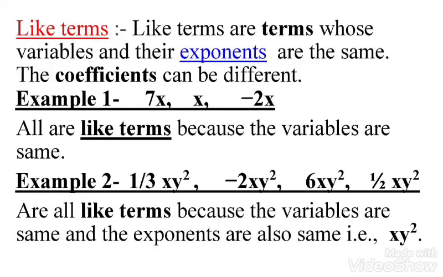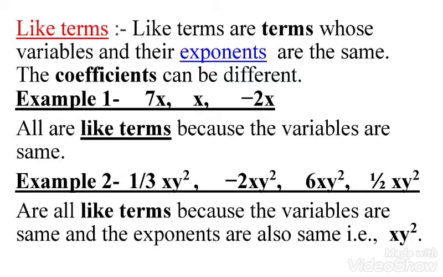Now what are like terms? Like terms are terms whose variables and their exponents are the same. The coefficients can be different. As in example number 1, you see 7x, x and minus 2x. Here x is the variable, and in all of them, 7x, x, 2x, the x is the same. Here you see these are all like terms because the variables are the same.